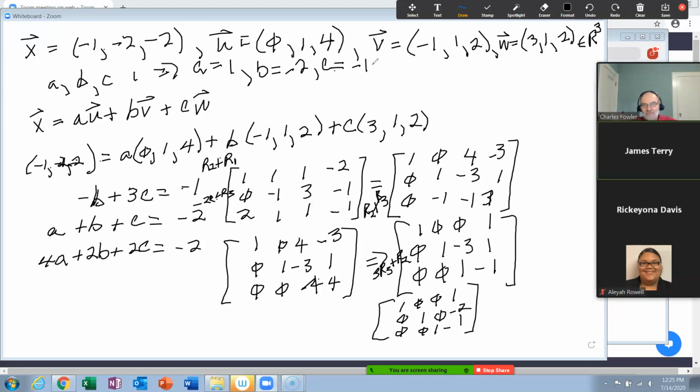0 times 1 is 0. Minus 1 times minus 2 would be 2, and minus 3 would be minus 1. So the minus 1 works. Then let's do the second one.